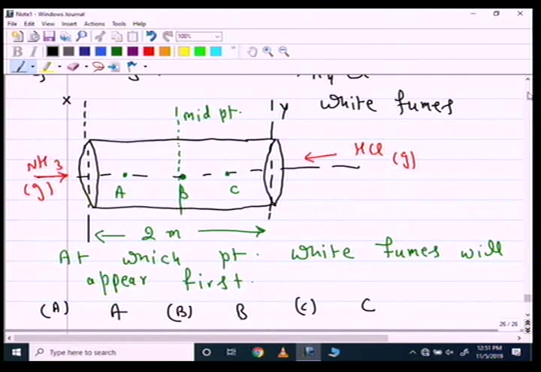Okay. Please write your name as well. Balajit. Okay.